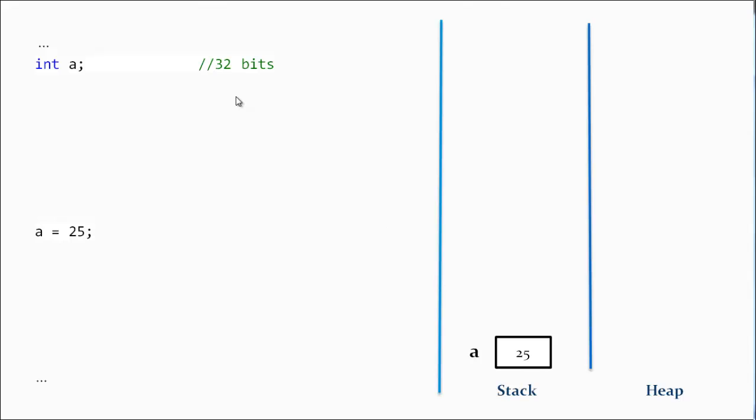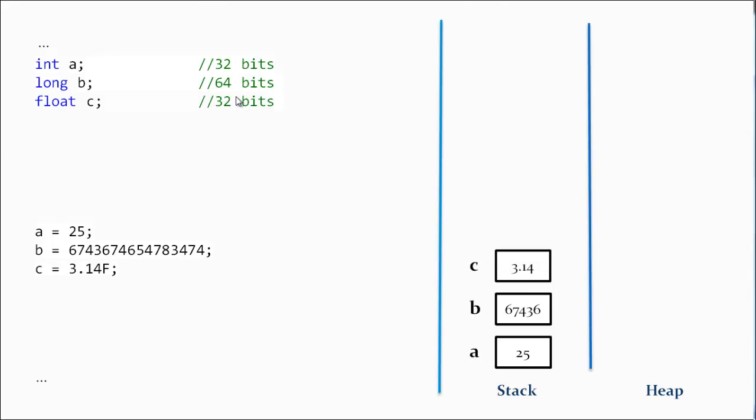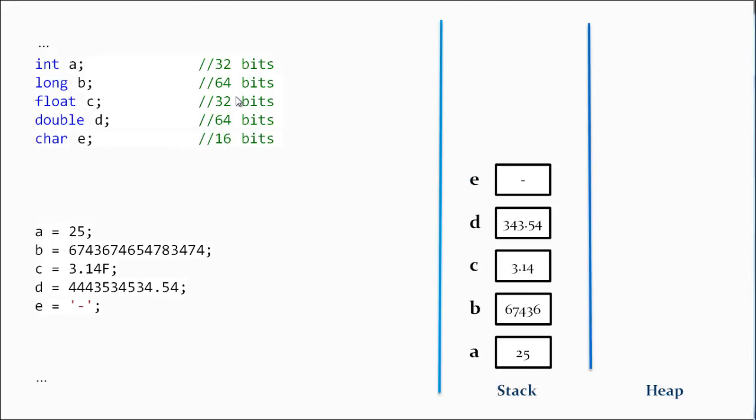If you want to store a big number and an integer variable is not capable of holding it, then you can declare a long variable, which uses 64 bits to store the number. If you want to store a floating point number, then you can use float or double. The difference is that float is 32-bit while double is 64-bit. To store a character, we can declare a character variable.